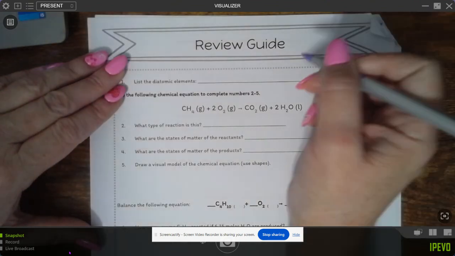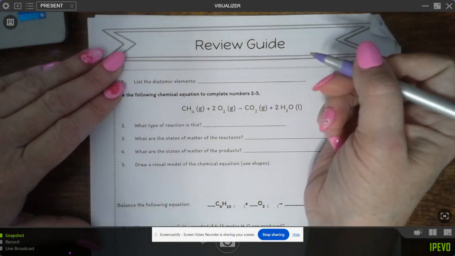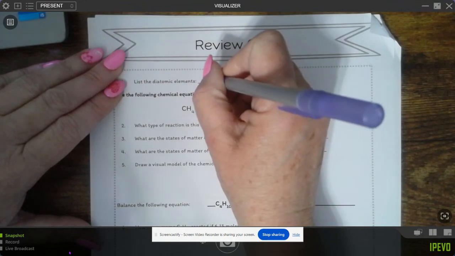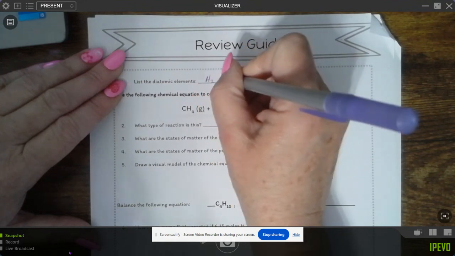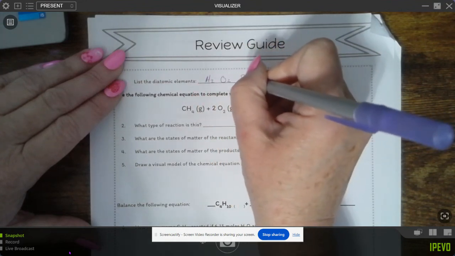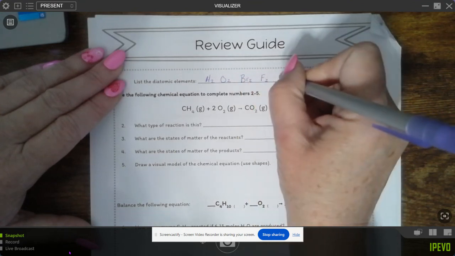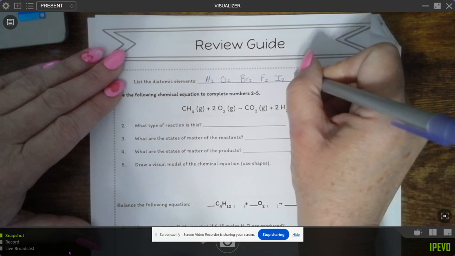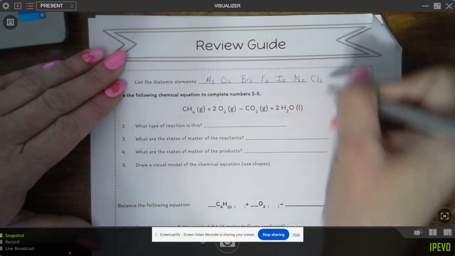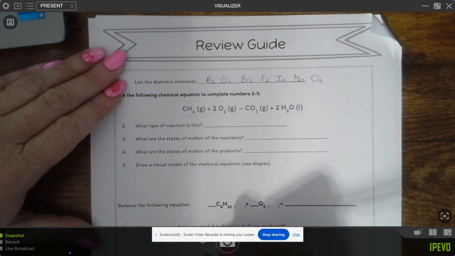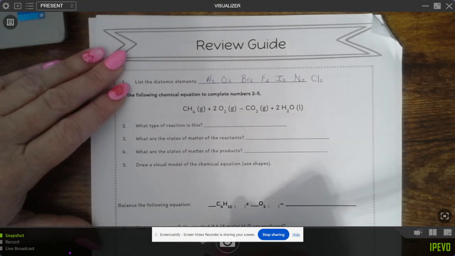So we're just going to work through this together. List the diatomic elements. Those you know are my friend Hober-Finkel: hydrogen, oxygen, bromine, fluorine, iodine, nitrogen, and chlorine. Those are the diatomic elements. That means that whenever you see them alone in an equation, there are two of them bonded together.